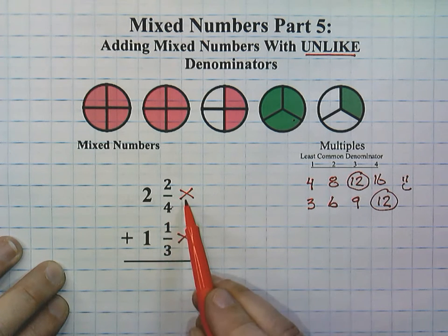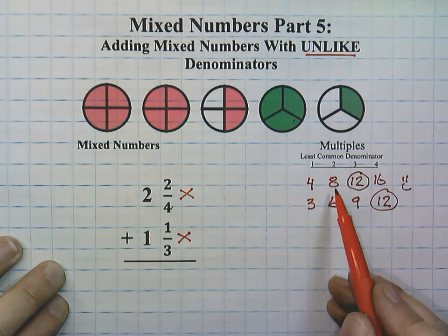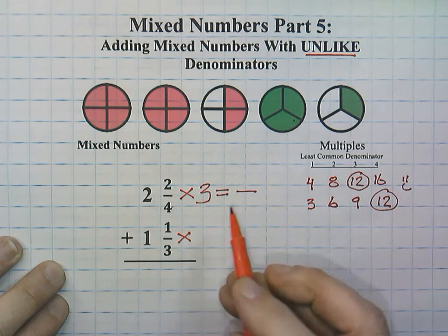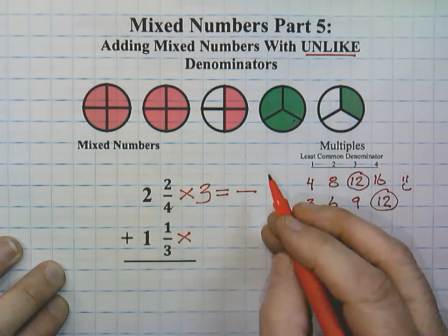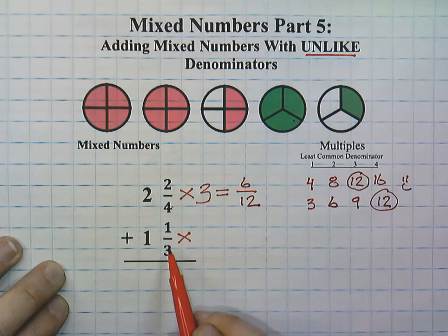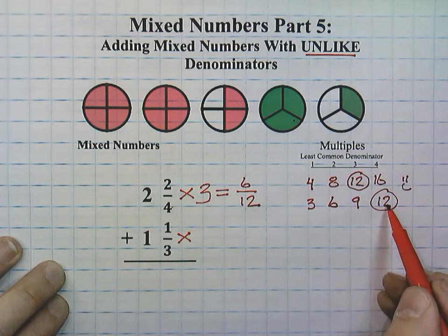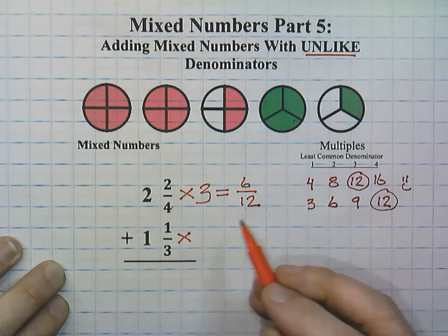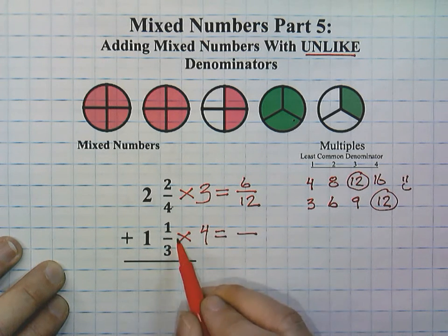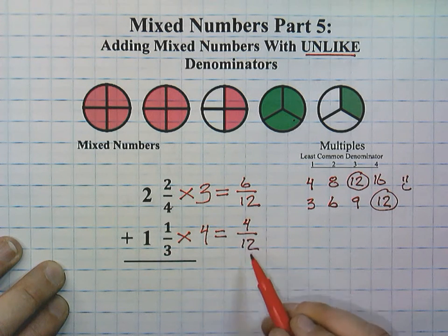Okay, 4 times what number will equal 12? Well, I'll show you a trick. You can just go 1, 2, 3. And when you multiply fractions, remember to multiply both the top and bottom. 2 times 3 is 6, and 4 times 3 is 12. Same thing on the bottom. We're going to multiply. 3 times what number equals 12? 1, 2, 3, 4. Do both. 1 times 4 is 4. 3 times 4 is 12.